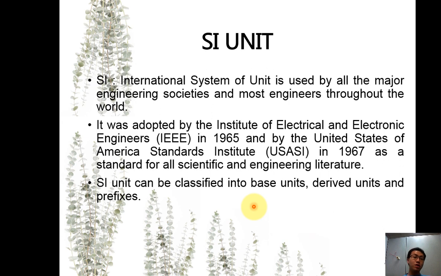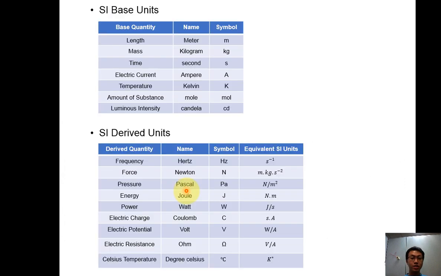The first part is the SI unit. SI unit stands for the International System of Units. It is used by all the major engineering societies and most engineers throughout the world. It was adopted by the Institute of Electrical and Electronics Engineers (IEEE) in 1965 and by the United States of America Standards Institute (USASI) in 1967 as a standard for all scientific and engineering literature. SI units can be classified into base units, derived units, and prefixes. I will show you some examples.